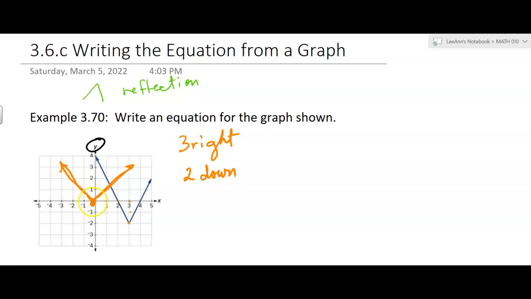Well, notice that when we had our original in orange here, it was 1 over 1 up, right, for the next point. Well, if I go 1 over and 1 up, it's not on the graph, so it must be a stretch. It's actually 1 over and 2 up, it looks like. So it looks like it's a stretch of 2.